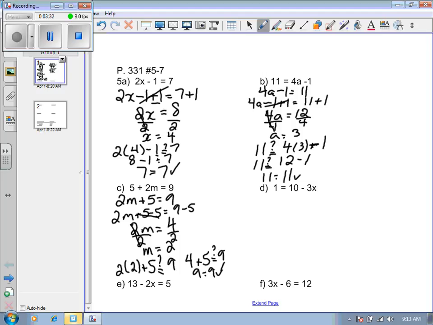Next one. 1 equals 10 minus 3x. Let's rewrite this guy. Negative 3x, because we have to bring the sign with it, plus 10 equals 1. First step is to get rid of the plus 10.